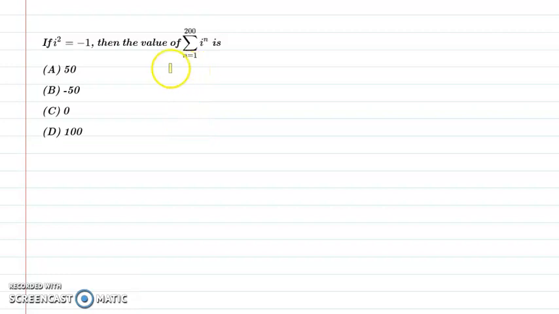Hello students, let us understand this question. If iota square is equal to -1, then find the value of summation n is equal to 1 to 200 iota to the power n.